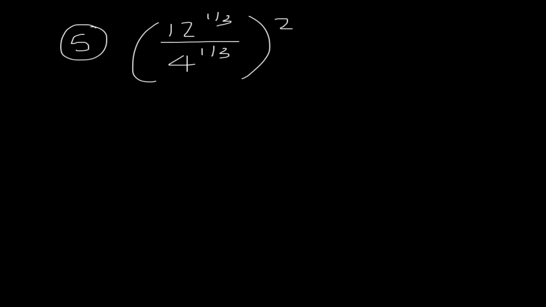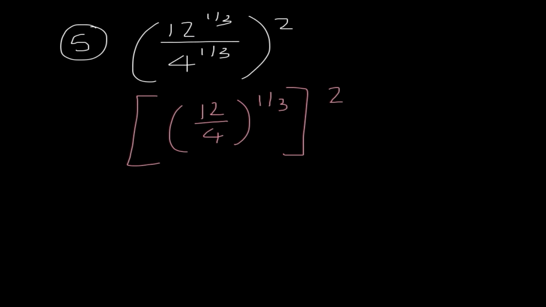Number 5 looks really similar, but it's not quite as easy because I cannot battle. The reason why I can't battle here is because I don't have the same base. However, I have these same exponents, so what I'm going to do here is I'm going to write this as 12 over 4, to the 1/3 power, squared.